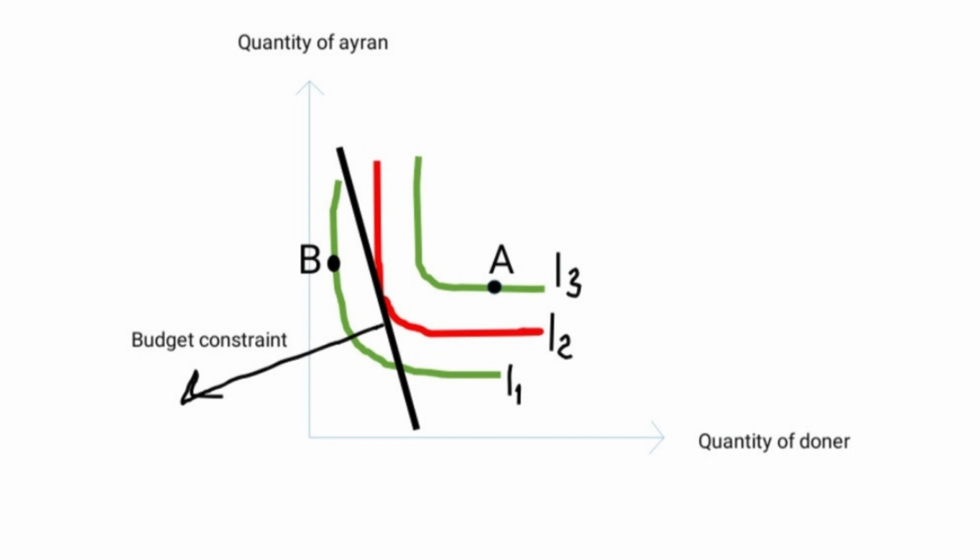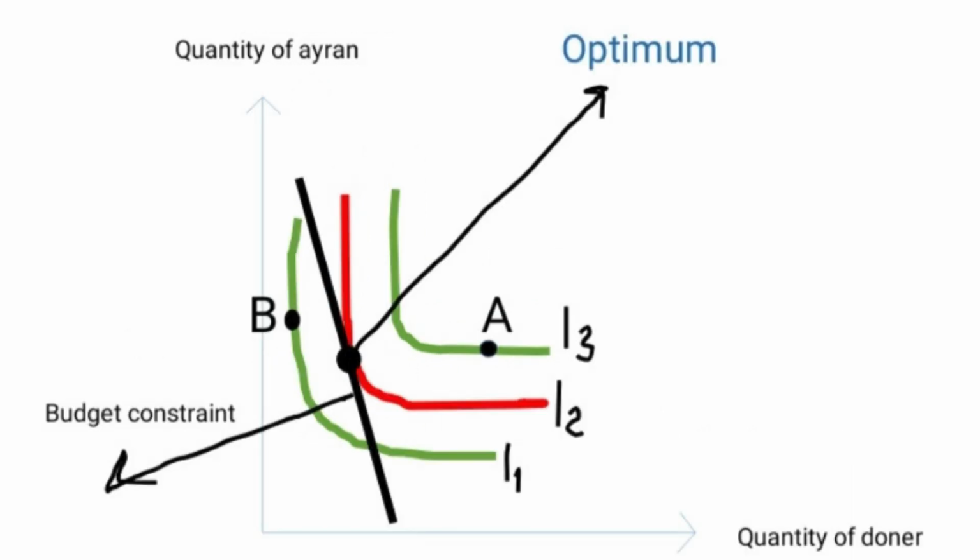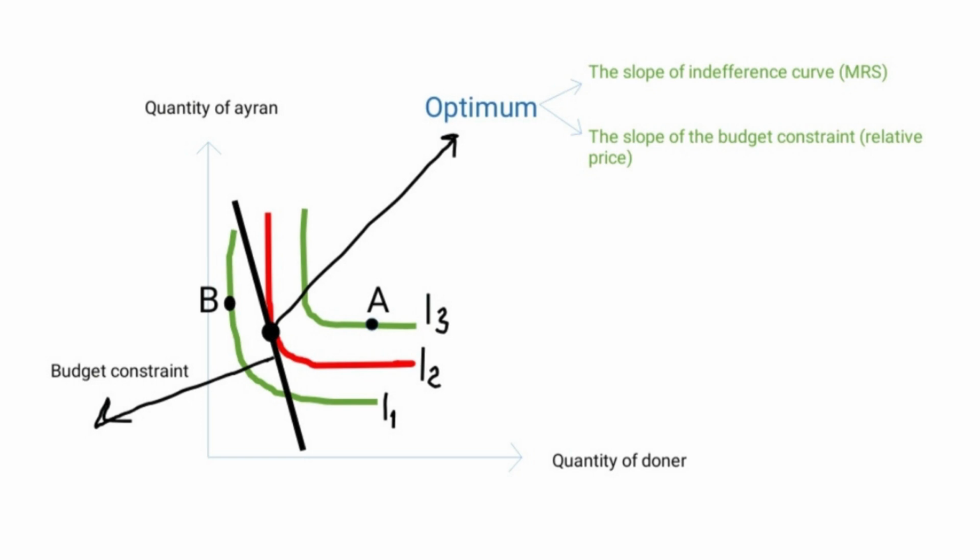As we know, the consumer chooses a point on his budget constraint that lies on the highest indifference curve. This point is the optimum, where the slope of the indifference curve is equal to the slope of the budget constraint, or we can say that the marginal rate of substitution is equal to the relative price of the two goods. The optimum represents the best combination of doner and iron available to the consumer.